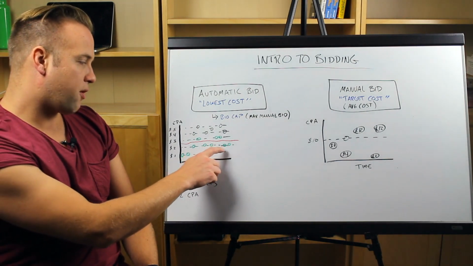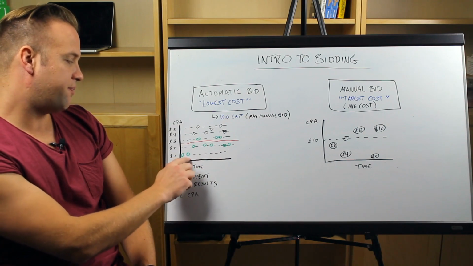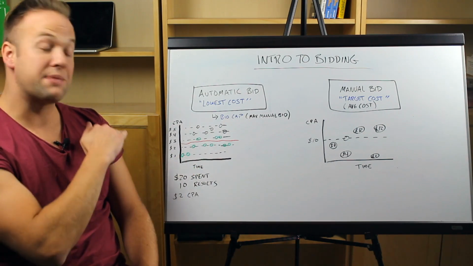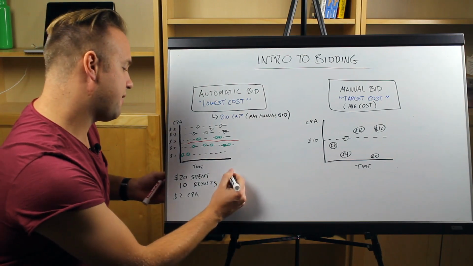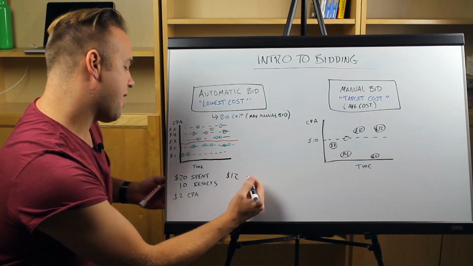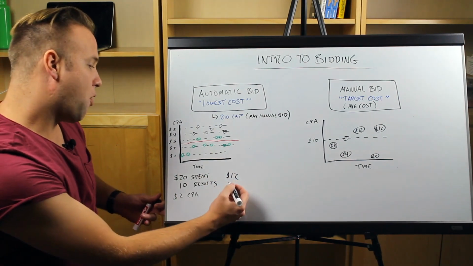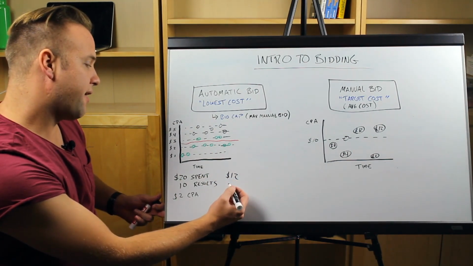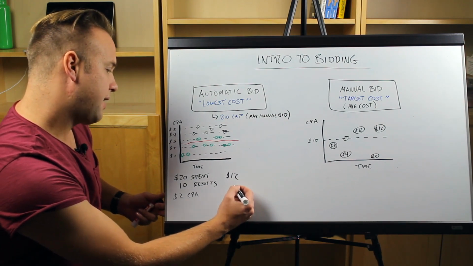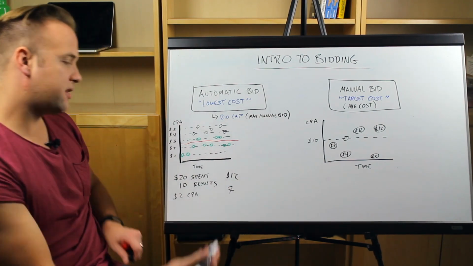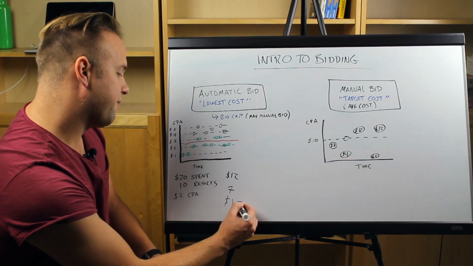1, 2, 3, 4, 5 of which were at $2 a pop. So $10, and 2 were at $1. So we spent $12. Let me write this down. We spent $12 instead of the 20. So we spent $12 here, and we only got 7 results. Okay, and so this would come out to like $1.70.